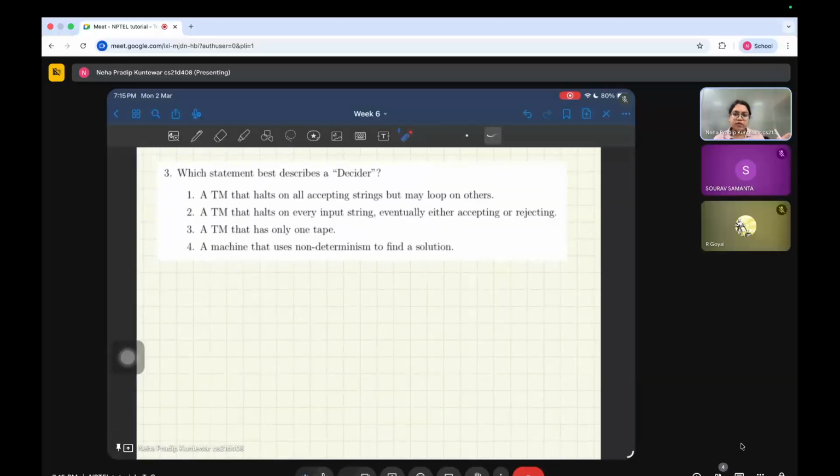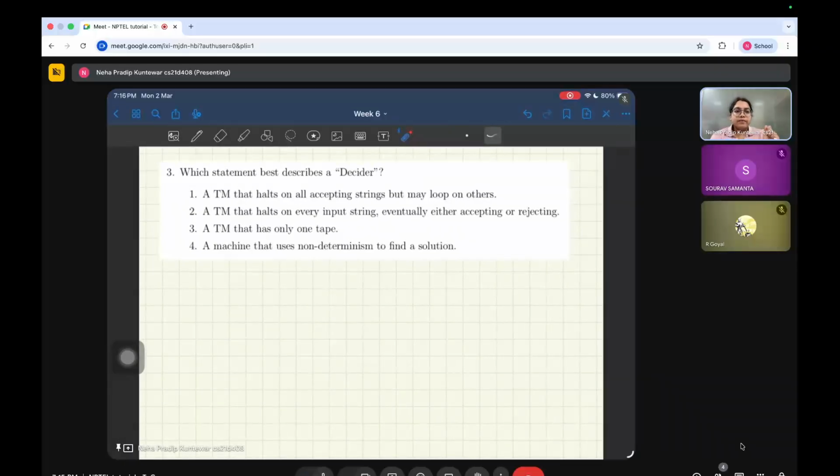Okay, let's do this question. Which statement best describes a decider? A Turing machine that halts on all accepting strings but may loop on others. A Turing machine that halts on every input string, eventually either accepting or rejecting. A Turing machine that has only one tape. A machine that uses non-determinism to find a solution. So the answer is two, which gives the answer of yes and no both.